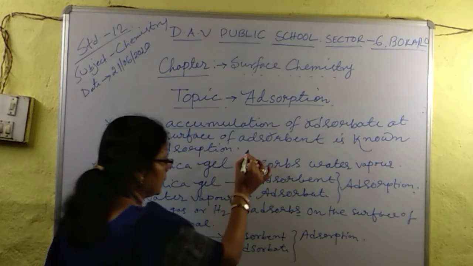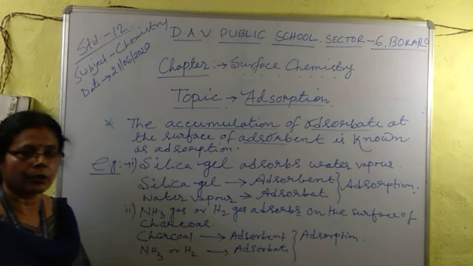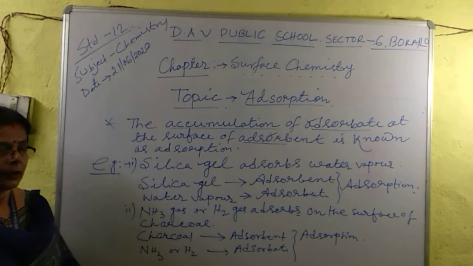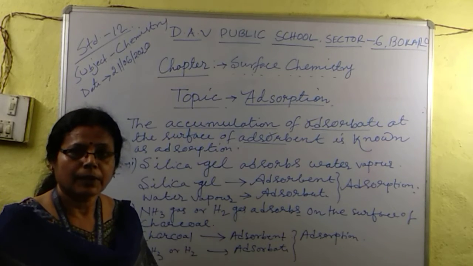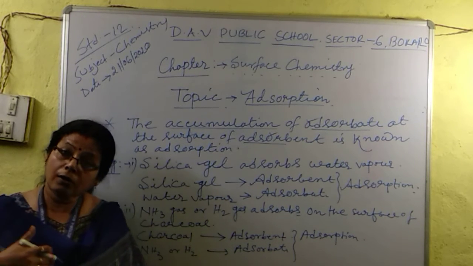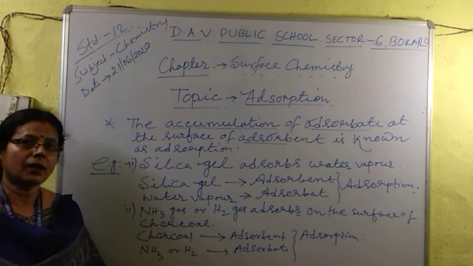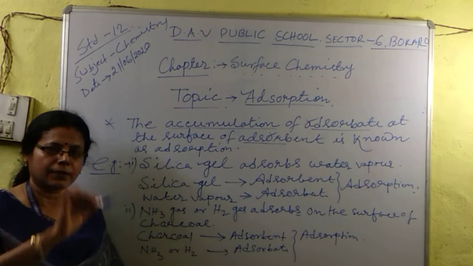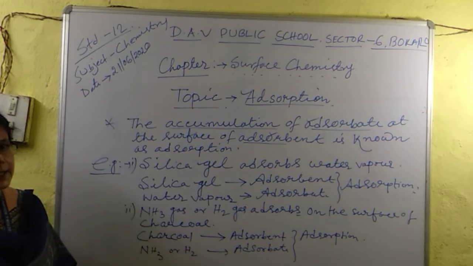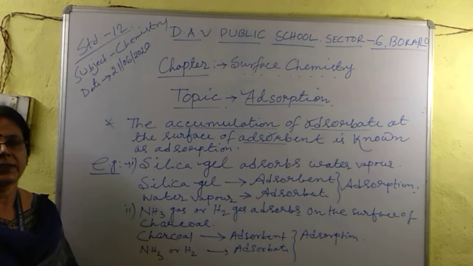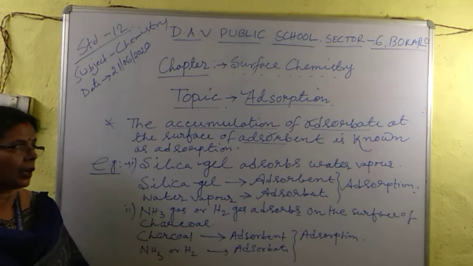So this is very important. Two words are used here, adsorbate and adsorbent. So again I am repeating, what is adsorption? It is the accumulation or concentration of adsorbate on the surface of the adsorbent. I will explain this phenomenon with an example. First example you can write just now.